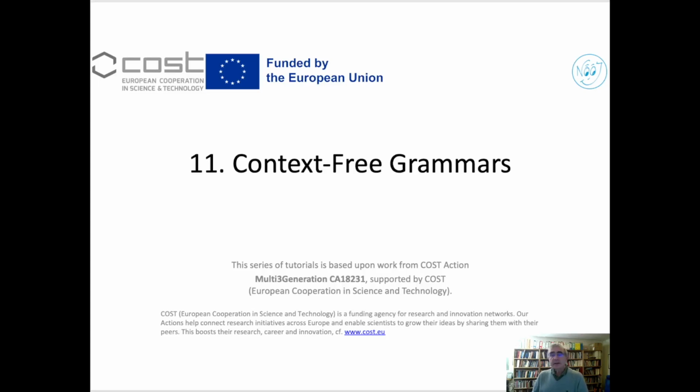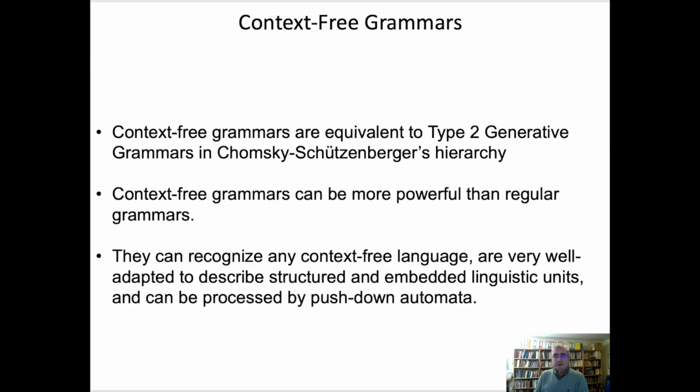Welcome back. In this session we're going to see how to write context-free grammars with NooJ. As a reminder, context-free grammars are equivalent to type 2 generative grammars in Chomsky-Schutzenberger's hierarchy. Context-free grammars can be more powerful than regular grammars. They can recognize any context-free language, are very well adapted to describe structured and embedded linguistic units, such as embedded sentences, and they can be processed by push-down automata.